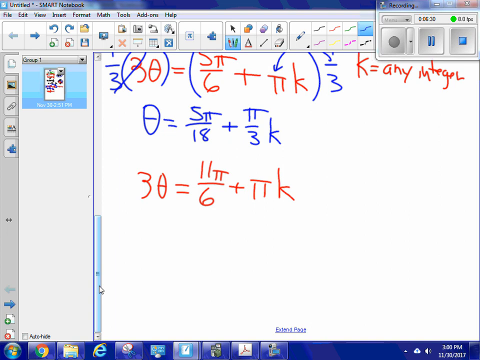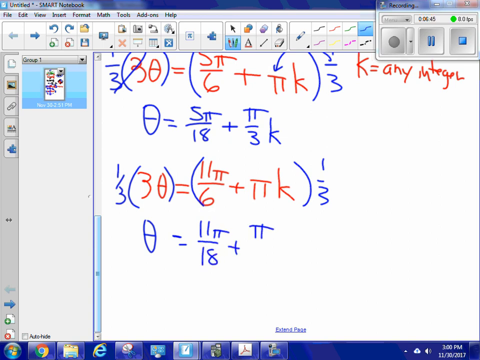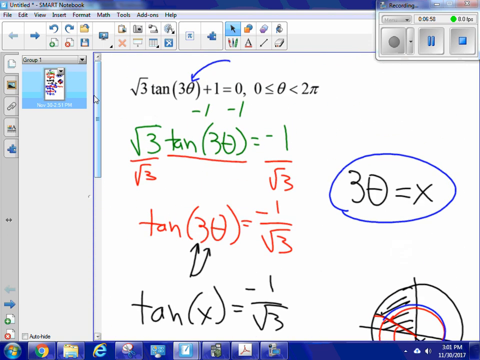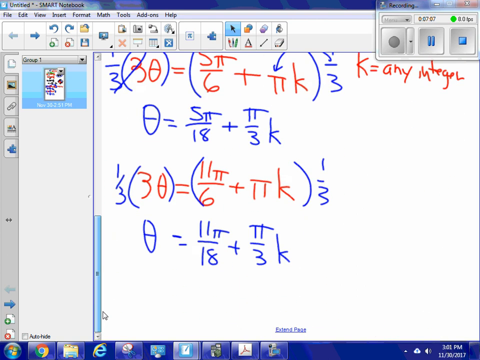And similarly with this one, I'll multiply by 1/3, and I get theta on this side, and I multiply by 1/3 on this side, and I get 11 pi over 18 plus pi over 3k. Those are going to be the two equations that I use to find all of the possible solutions for this equation right here. And then we're going to figure out how to make sure that they're all between 0 and 2 pi. So let's come back down to our equations.